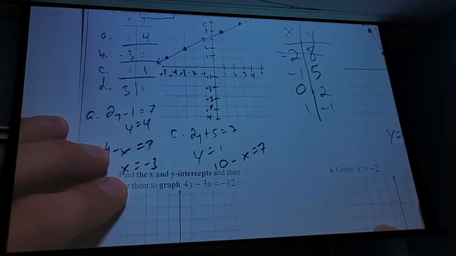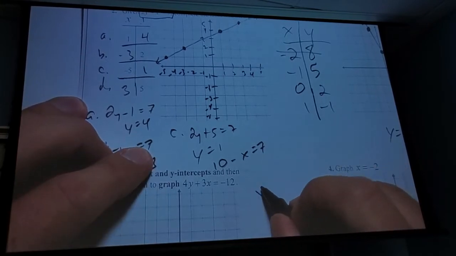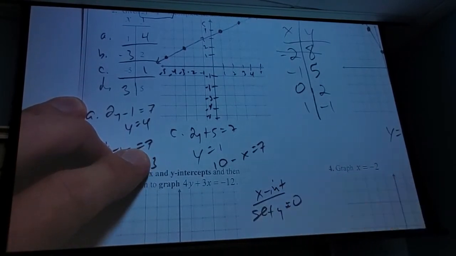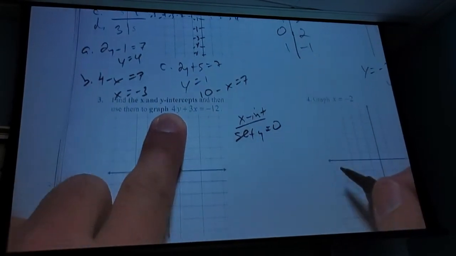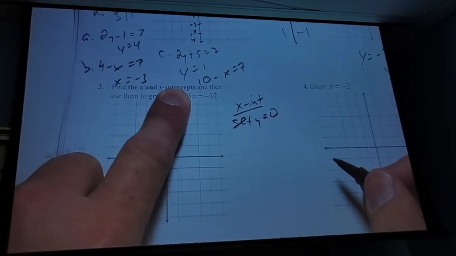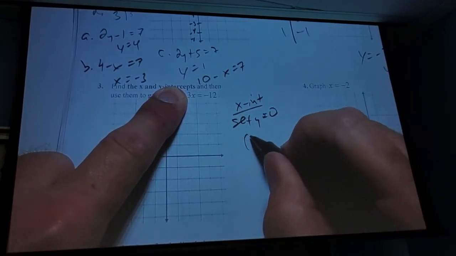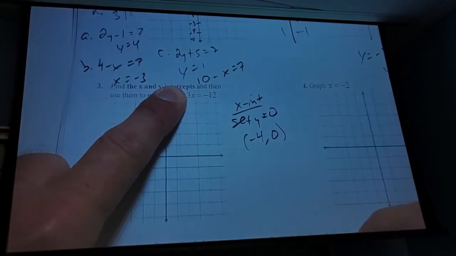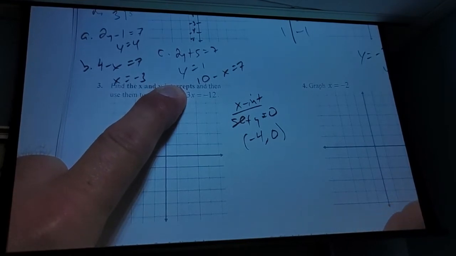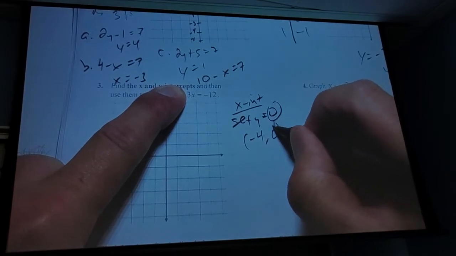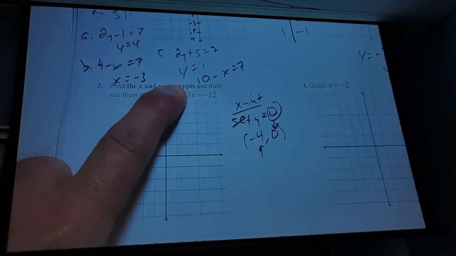So watch this. This is going to be nice. To get the x-intercept, set y equal to 0. What does that do? 4 times 0 is 0. So then how do you solve that for x? Divide by 3. So I get -4, 0. The x-intercept is a point. When y is 0, x is -4.